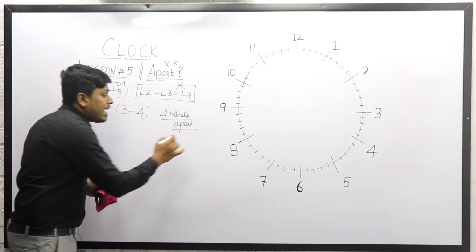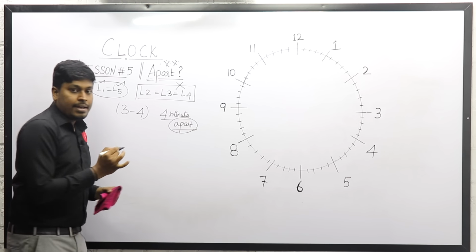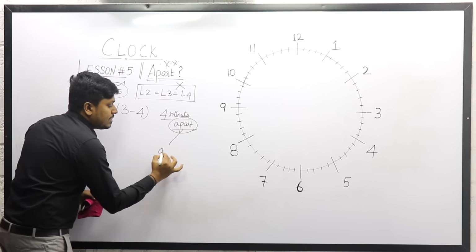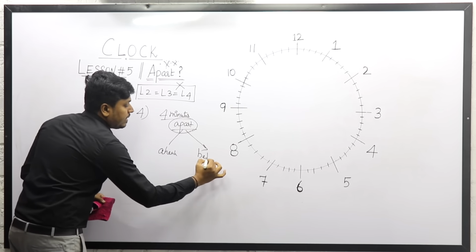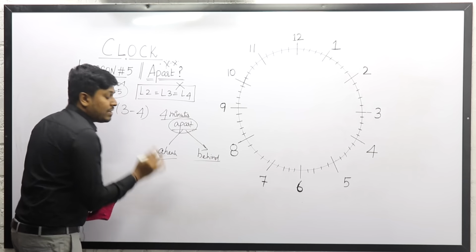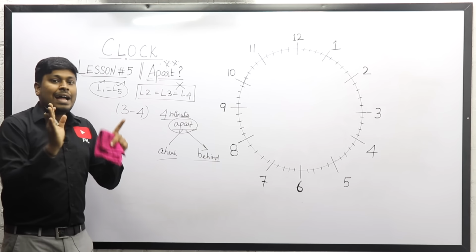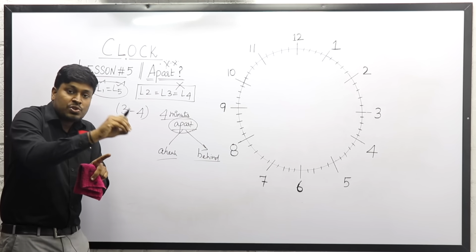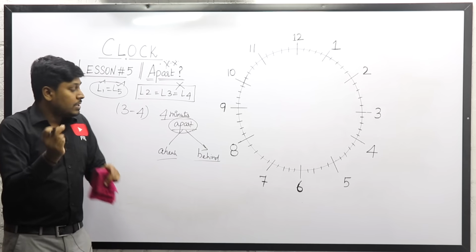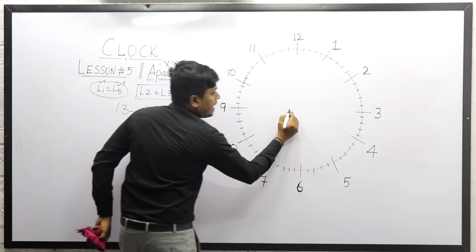But remember that they have given the word apart, right? If it is apart, we don't know whether the minute hand is ahead or the minute hand is behind. There are two chances. They have given the word apart, which means the hands of the clock should be 4 minutes apart. But they didn't say whether the minute hand should be ahead or behind, right? So just see how I am going to draw a diagram.